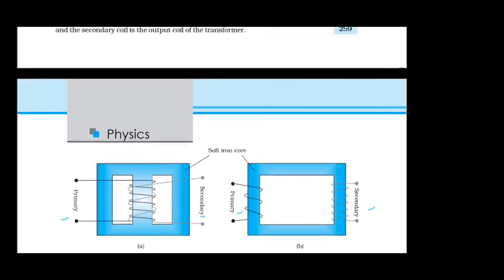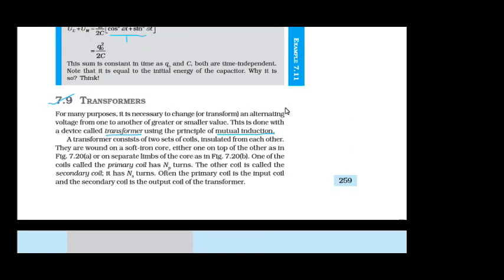One of the coils is called the primary coil, and has N_P turns. The other coil is called the secondary coil. It has N_S turns. Often, the primary coil is the input coil and the secondary coil is the output coil. So, primary coil is the input coil, remember, and secondary coil is the output coil of the transformer.